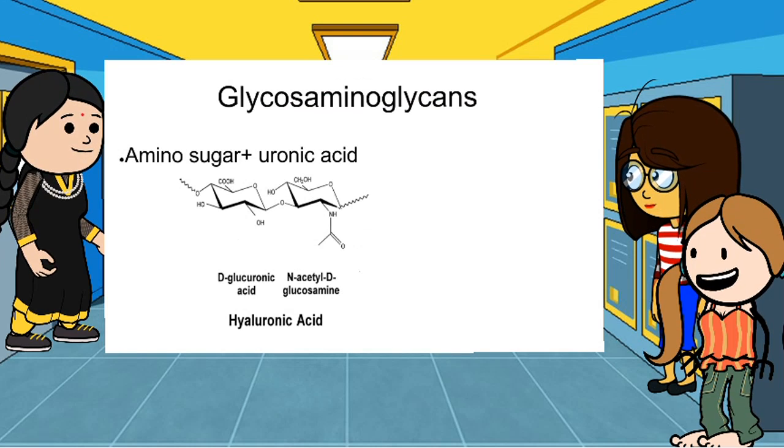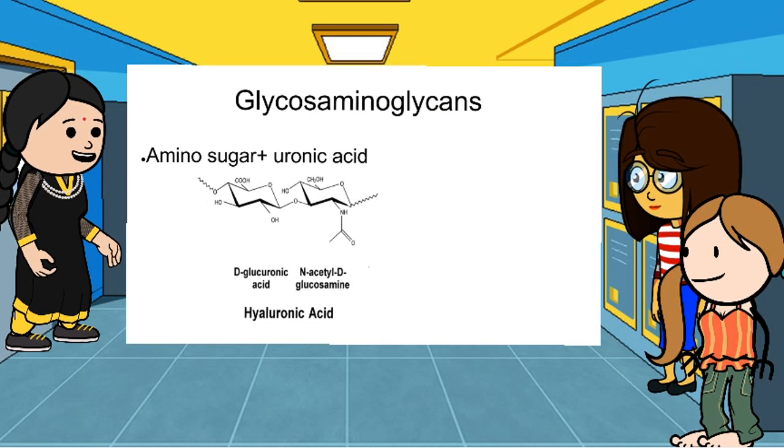Ma'am, how is a uronic acid formed? Monosaccharides are converted to uronic acid by mild oxidation. The last carbon atom is oxidized to form the uronic acid. Like glucose is oxidized to form glucuronic acid, mannose to mannuronic acid, galactose to galacturonic acid. So these occur under mild oxidation conditions.